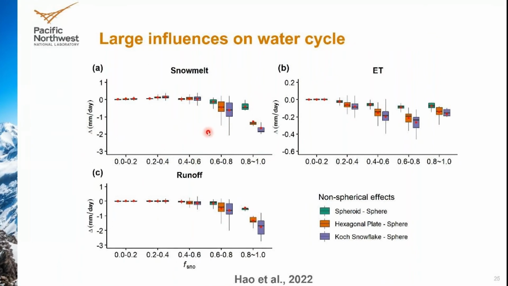This is the result for how the snow grain shape can affect the water cycle components, like snow melt, ET, and runoff. This shows that the snow grain shape has larger effects on the water cycle.